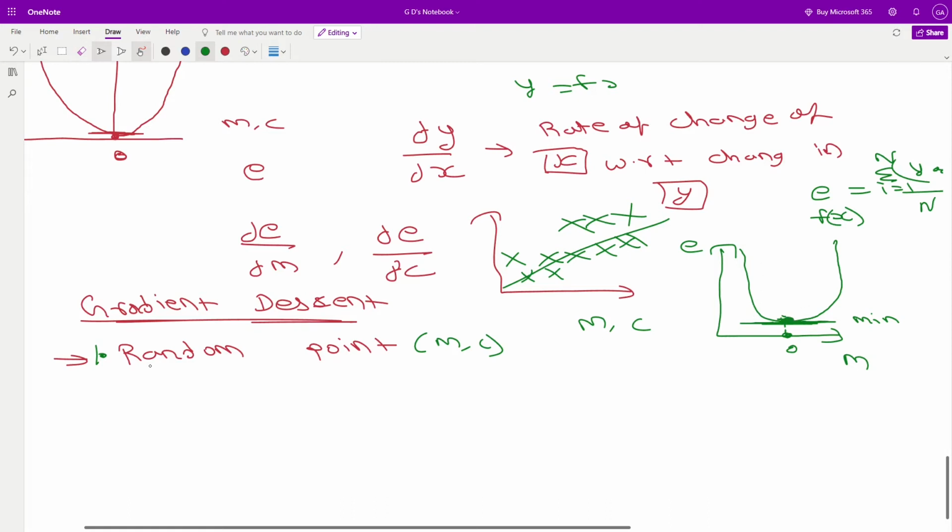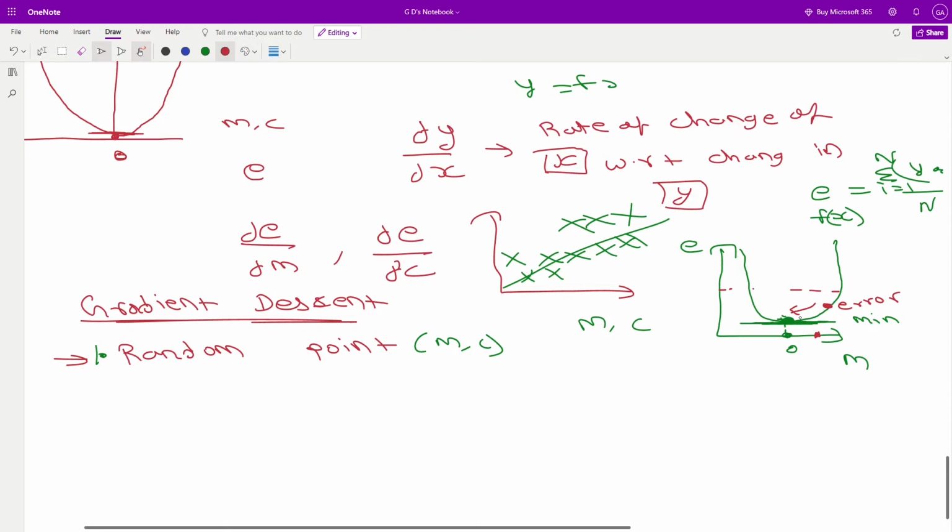Now, when I say I'm starting with a random point, let's assume your random m was this, whatever I'm putting in red. This becomes your random m point, and for this m point your error was some value. Let's assume this is your error value. We can clearly see that when your error is this and your m point is there, to reach the minimum point I want to go in this direction.